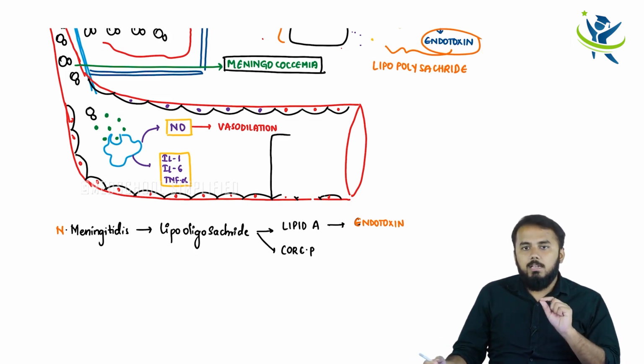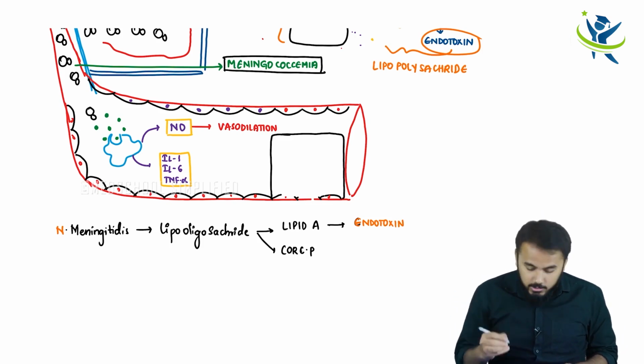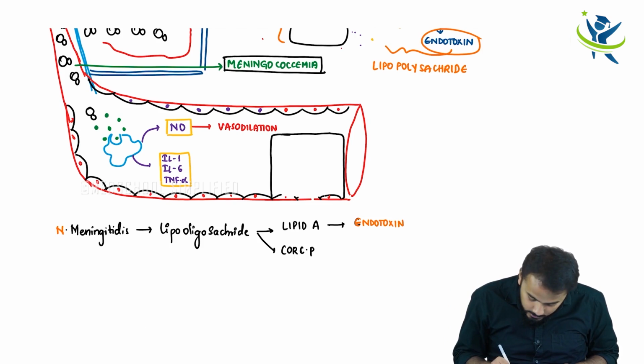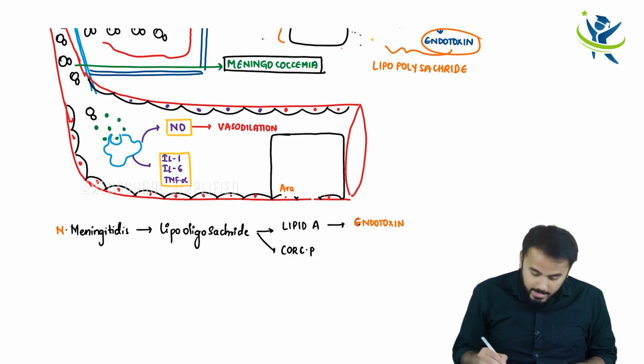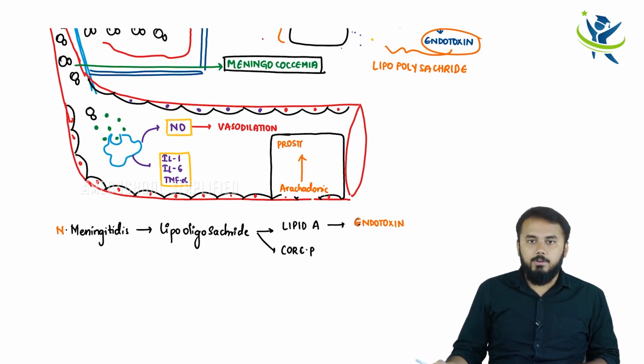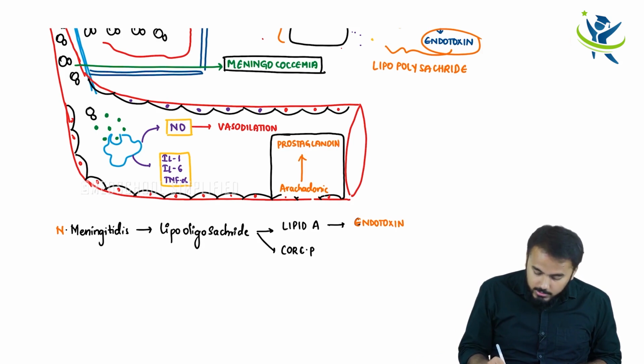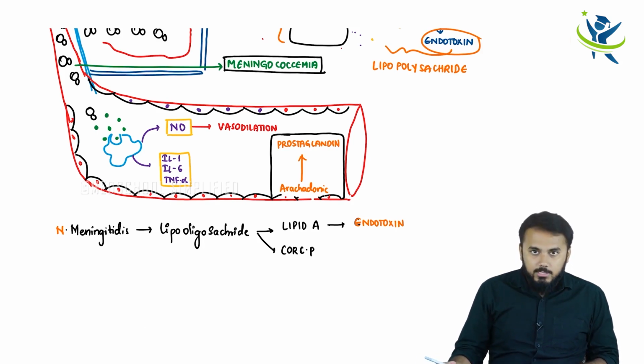Within the endothelial cell, I have got an important compound called arachidonic acid. This arachidonic acid is converted into prostaglandin, with the help of what enzyme? With the help of COX, that is cyclooxygenase.